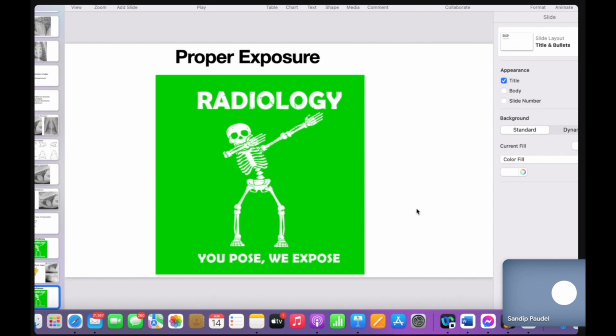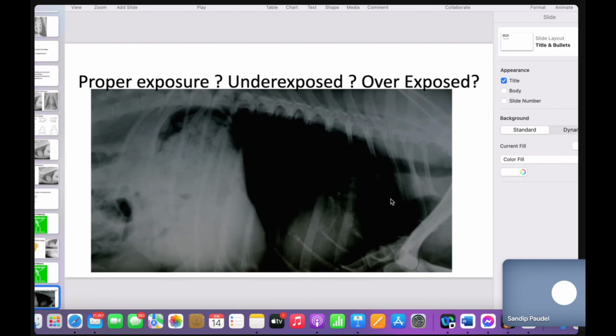Definitely, it's all about taking the X-ray. So here, I'll be happy if you all can text saying what this image is: proper exposure, underexposed, or overexposed.